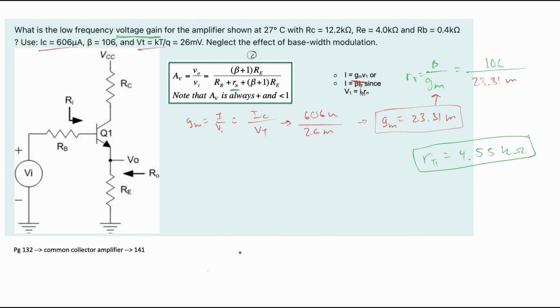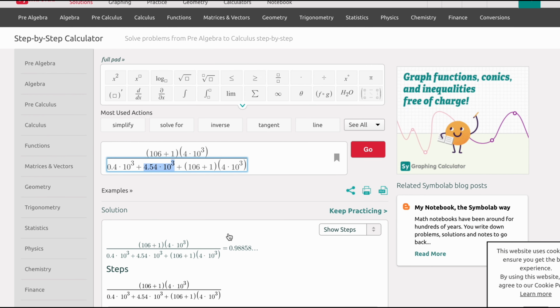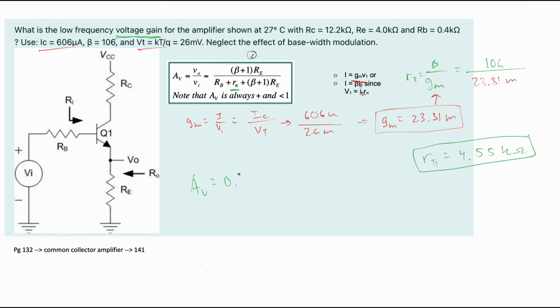So with that all in there, we're going to get approximately 0.9885. So that means the answer for this problem is that our voltage gain is equal to approximately 0.989. And that is going to be the answer for this problem and how we would go about solving it.